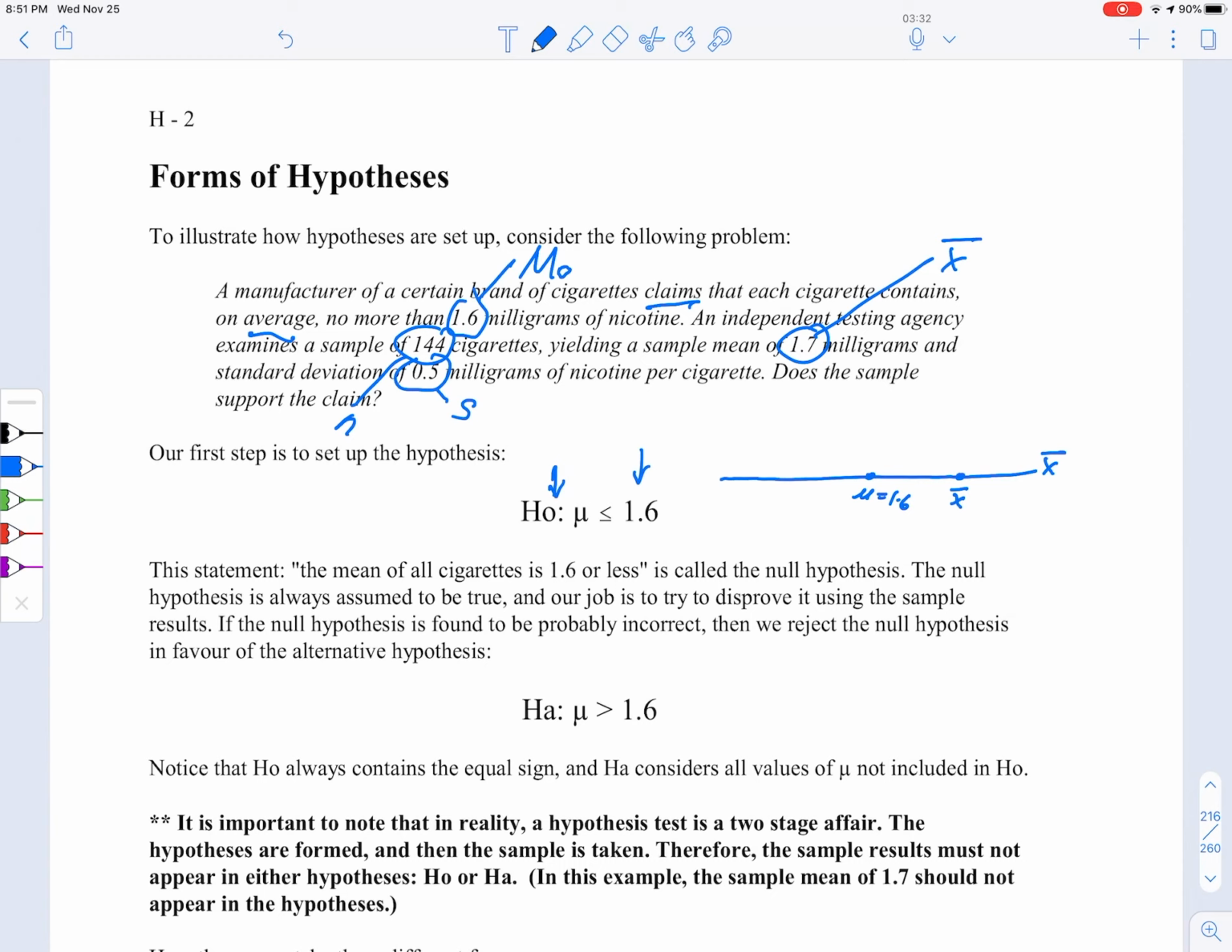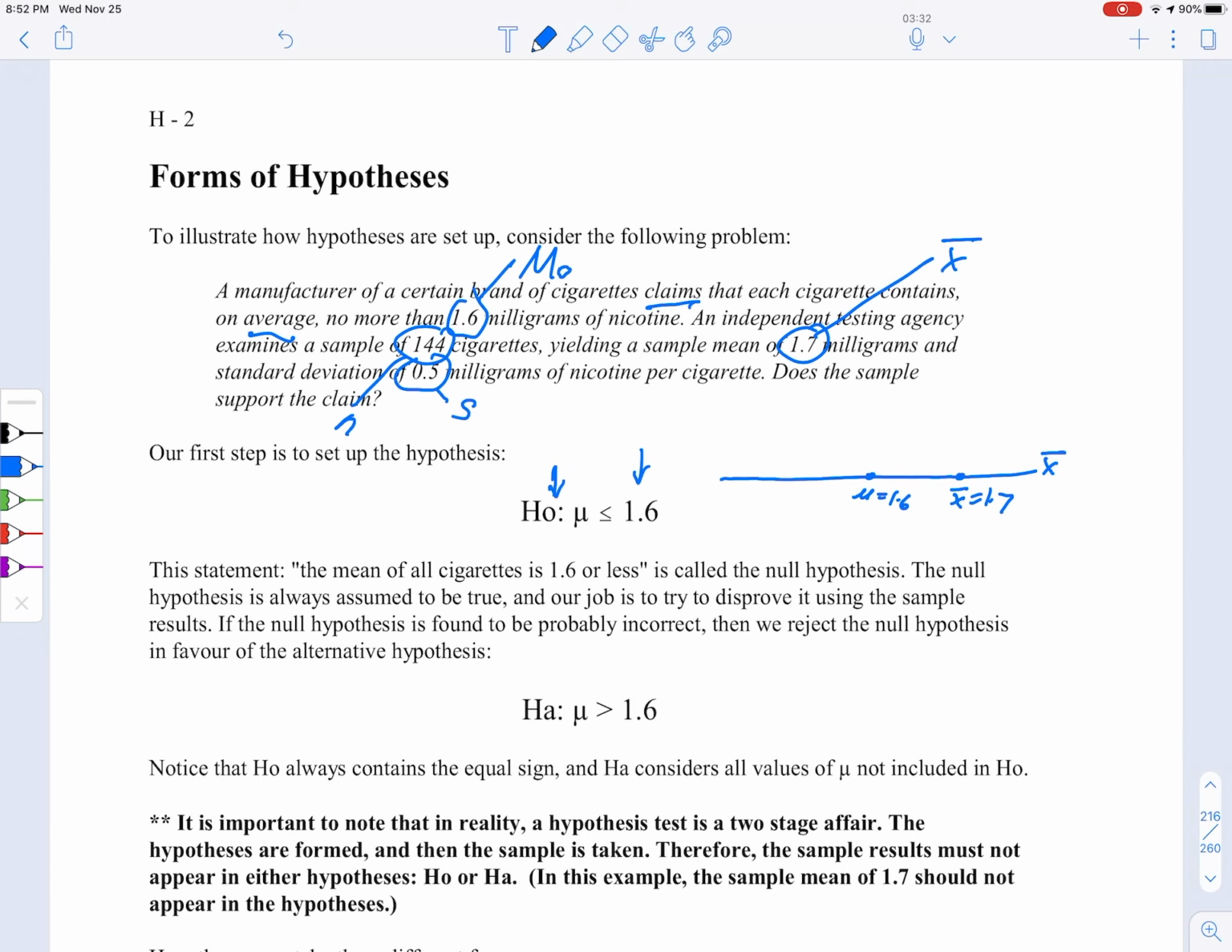When we get 1.7, the question is, is that enough evidence to say that it is significantly higher than 1.6, that we would be concerned enough to say, hey, you're not meeting the standard, you're breaking the law, and slap them with a big fine? When you take a look at 1.7, it doesn't look like it's much different from 1.6.